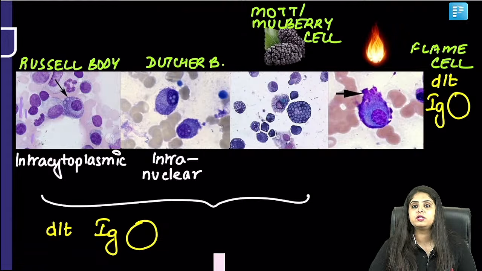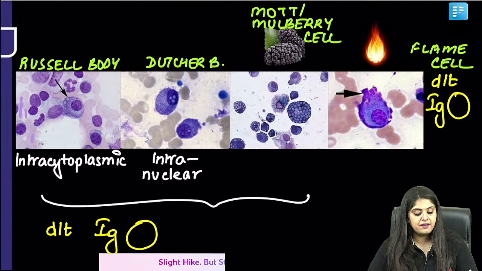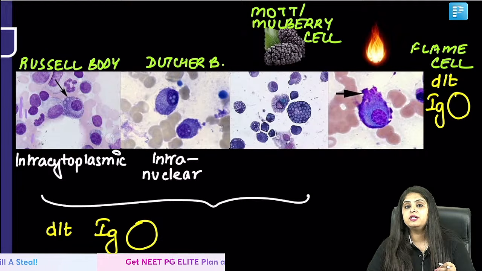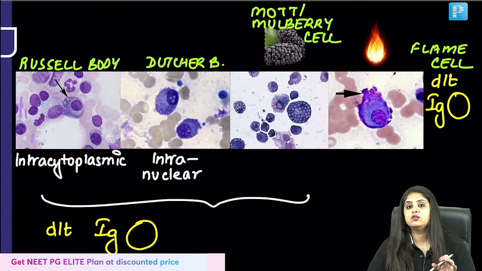Same screenshot from the Q bank I have in front of you. We are having Russell and Dutcher. So, ma'am, both of them. Who was asking me earlier, ma'am, how does a plasma cell look? Can you please tell us?